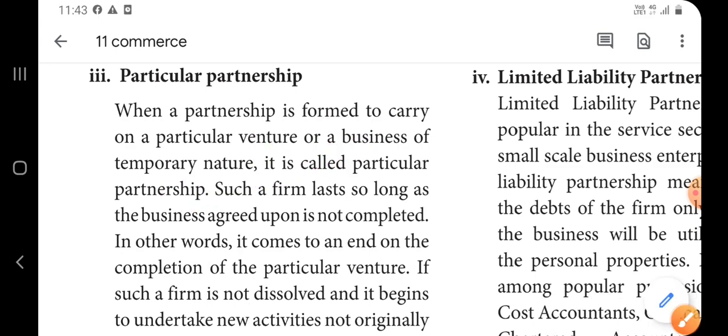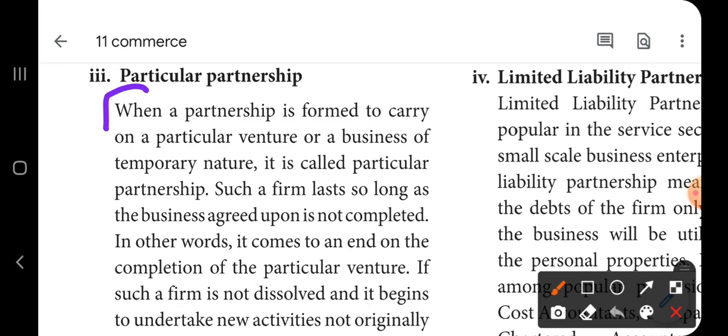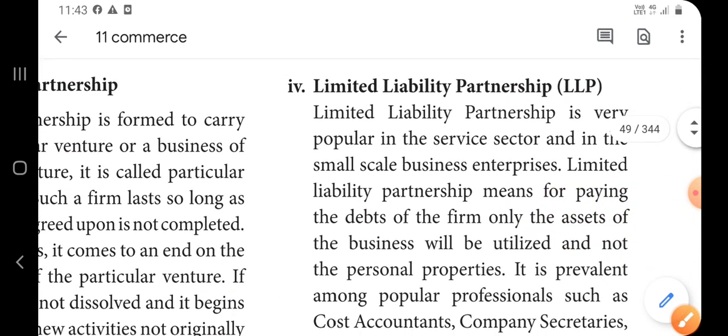Now when a partnership is formed to carry on a particular venture or a business of a temporary nature, it is called particular partnership. Such a firm lasts so long as the business agreed upon is not completed. So till this you write, it is enough. And it comes to an end on the completion of the particular venture.